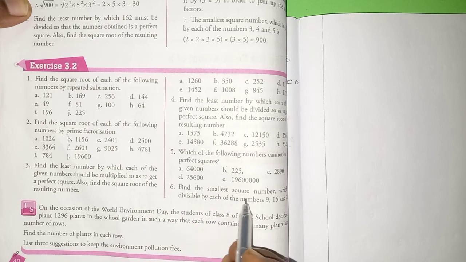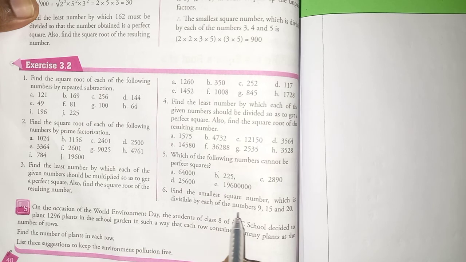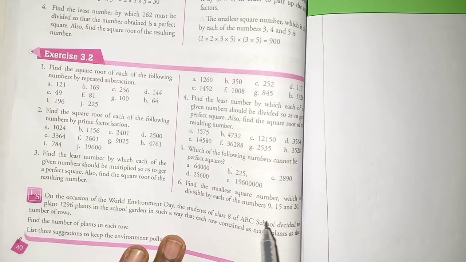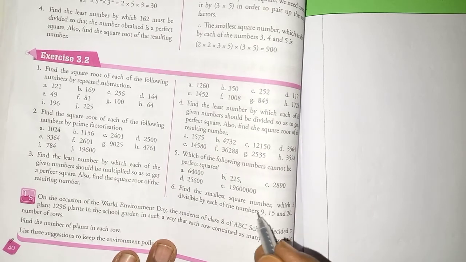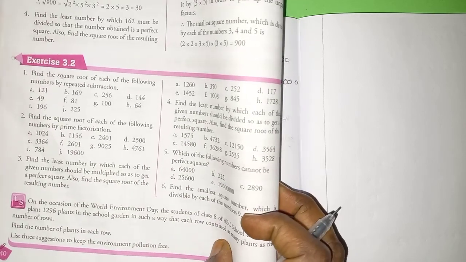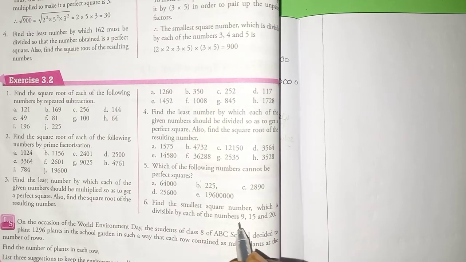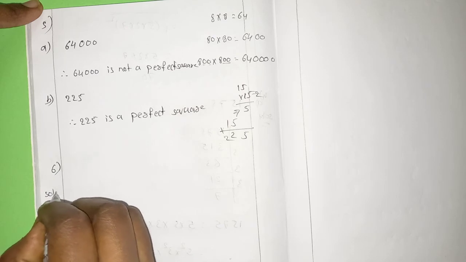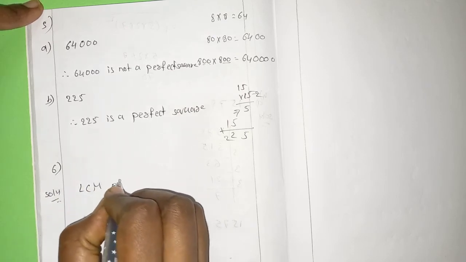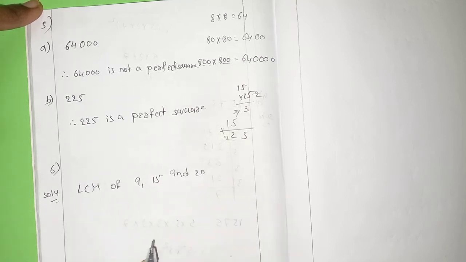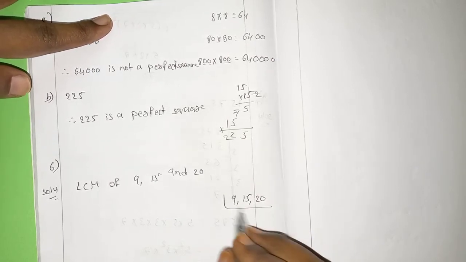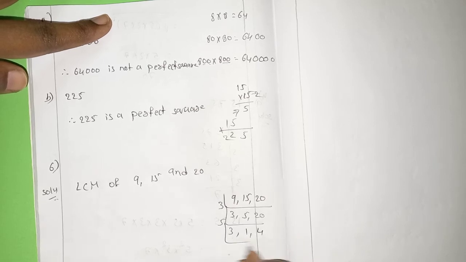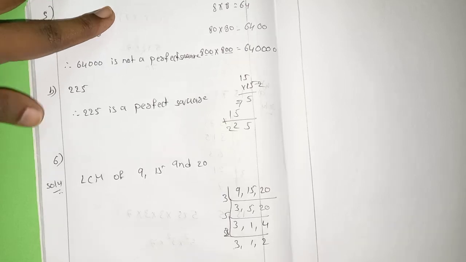Next, sixth one. Find the smallest square number which is divisible by each of the following numbers: 9, 15 and 20. By using these numbers, we have to find the square number. That square number should be divisible by all these three. So, to find that number, what do we have to do now? First of all, we have to find the least common multiple of these three numbers. LCM of 9, 15 and 20. 3 threes, 3 fives, 20, 5 ones, 5 fours, 2, 3, 1, 2 twos.